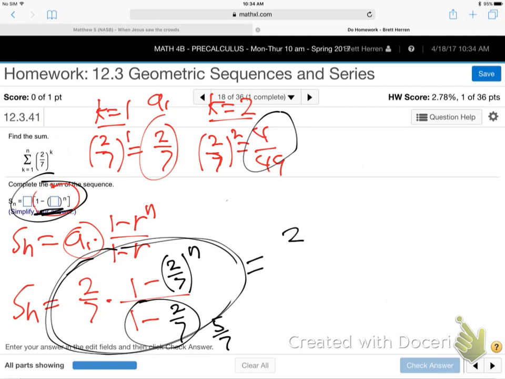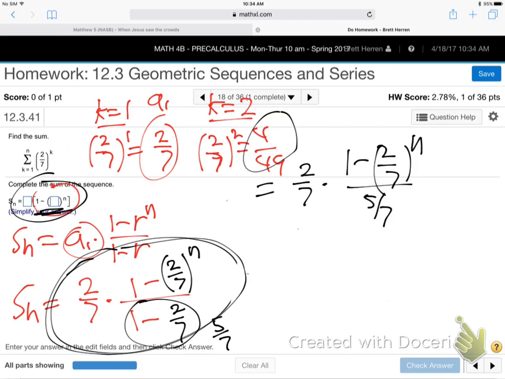So what do we have? We have 2/7. Well, I better bring it up here. We need a couple steps. So I have 2/7 times 1 minus 2/7 to the n over 5/7. So far, so good?